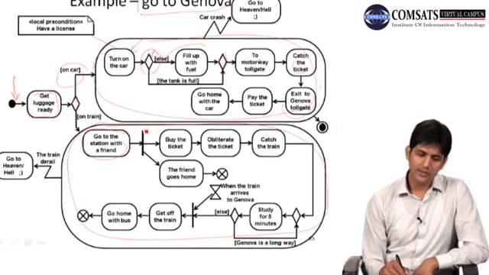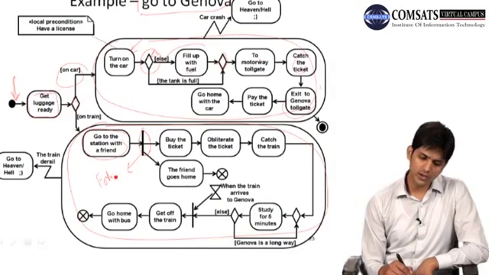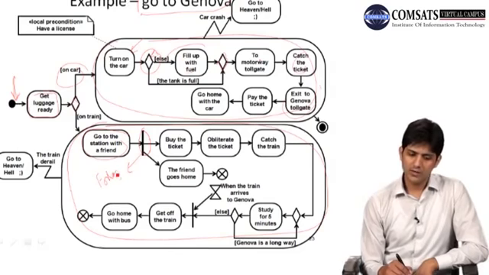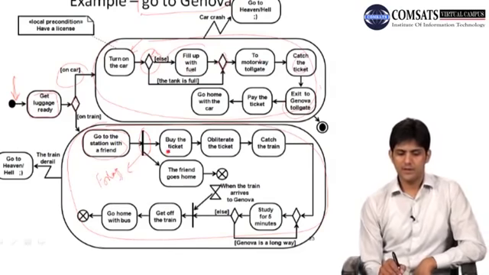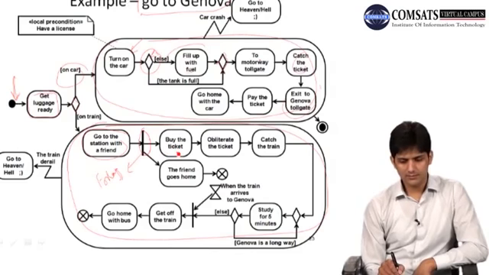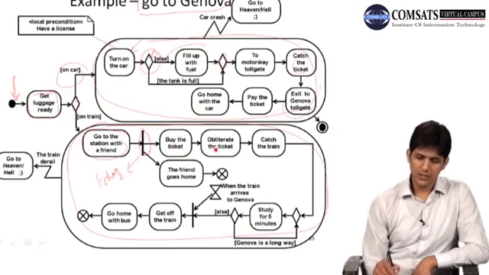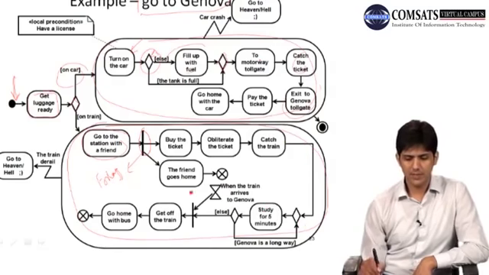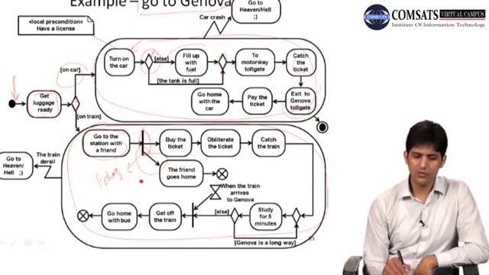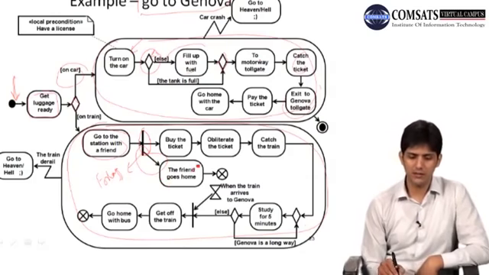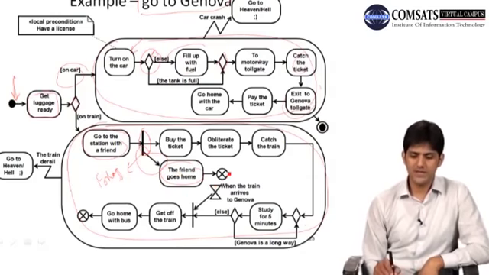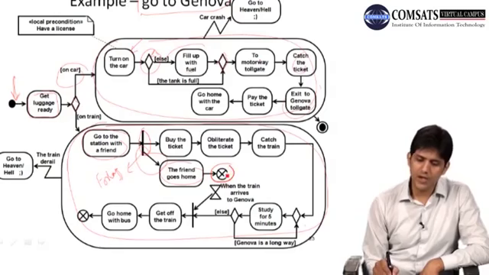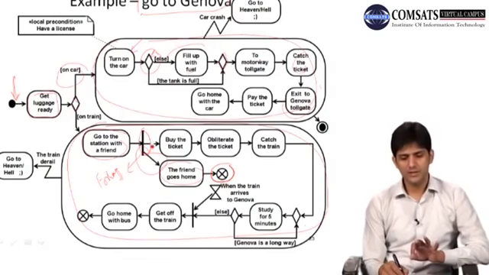Okay, and here what we have is called forking. You are basically doing two things here. You will buy the ticket, obliterate the ticket and catch the train. And your friend, who has dropped you to the station, will go home. So basically for the friend, the flow ends here. These activities are occurring in parallel.